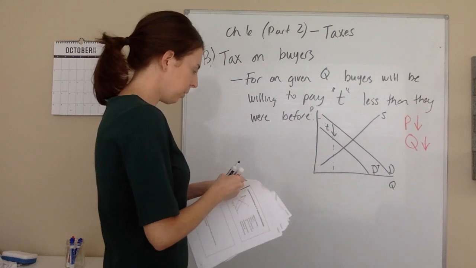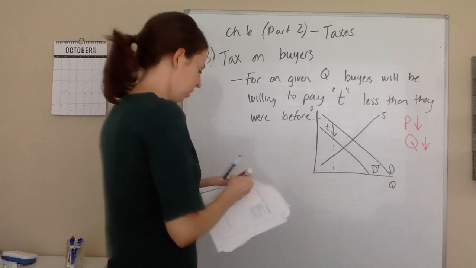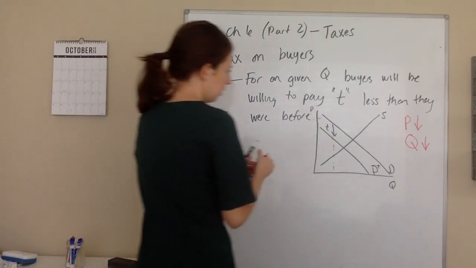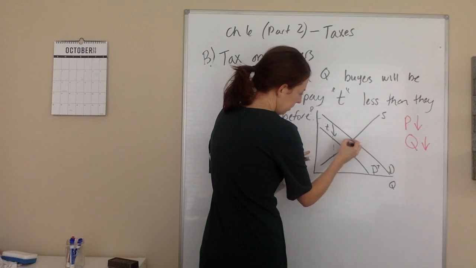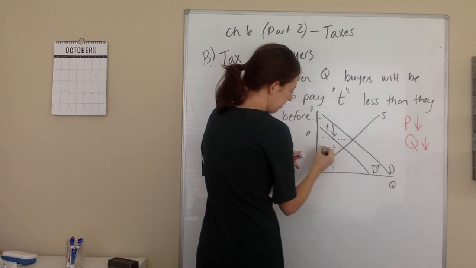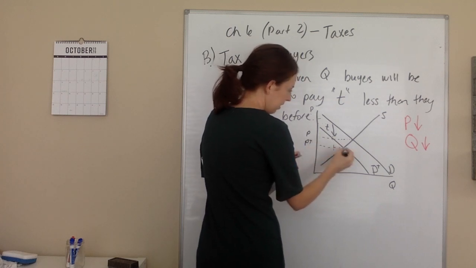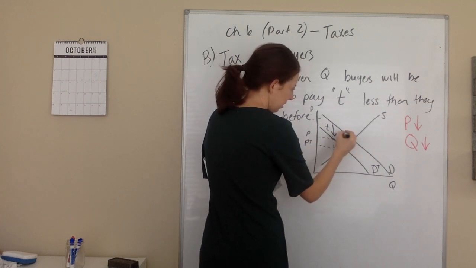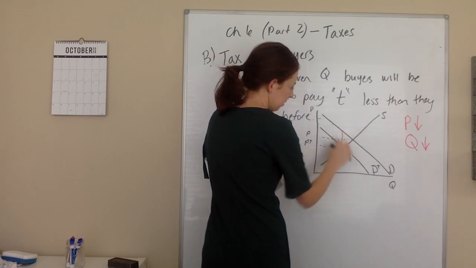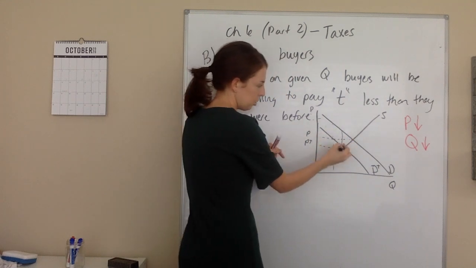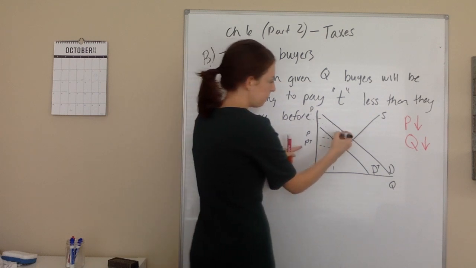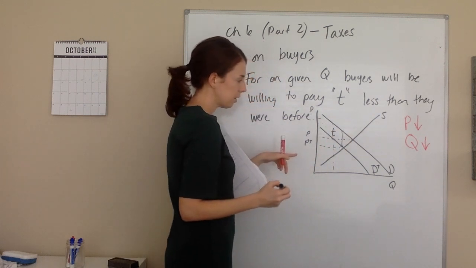Well, okay, let's start with consumers. So consumers, okay, I'm going to label things here. So this is the original price, this is the price after the tax, and then this whole distance right here is equivalent to the amount of the tax. Because again, you're moving the demand curve down by the amount of tax, so this whole leg is equal to the tax amount. Okay, so now let's think about the consumers again.